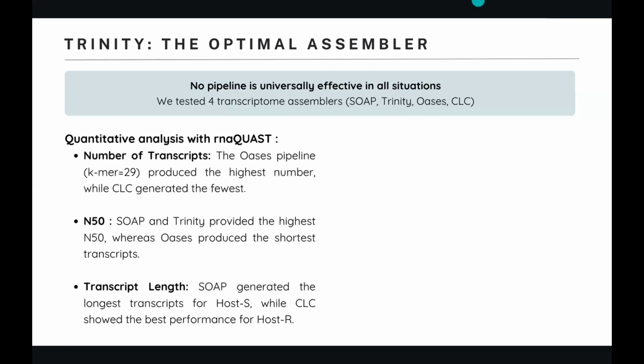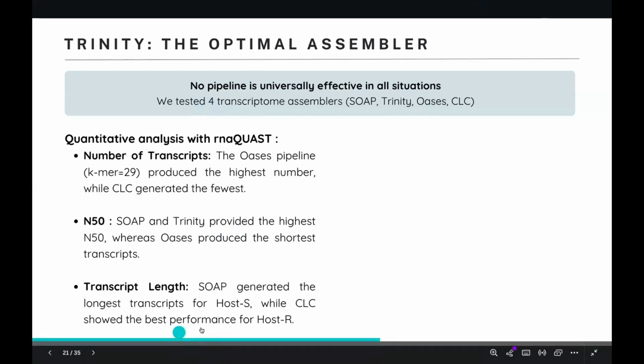For quantitative analysis using rnaQUAST, in terms of the number of transcripts, Oases produced the highest, while CLC generated the lowest. SOAP and Trinity generated the highest N50 values, indicating longer contigs, whereas Oases produced shorter transcripts. SOAP generated the longest transcript for the susceptible variety, while CLC performed better for the resistant variety.